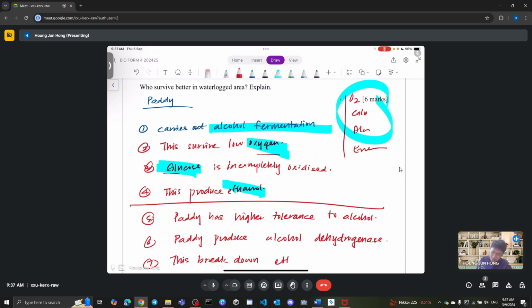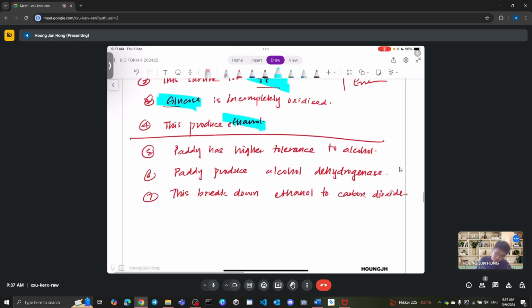the ethanol. You can convert the ethanol to something else. You can break down ethanol into carbon dioxide. Because ethanol is supposed to be toxic, it can actually kill you. Because paddy plants are able to convert it to something else, they are able to survive better. You won't be killed easily.